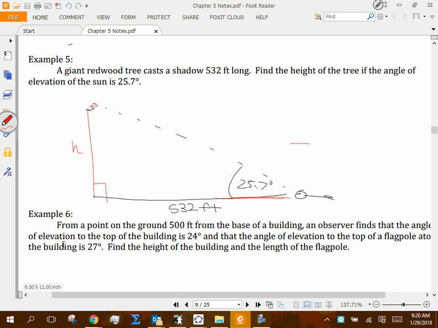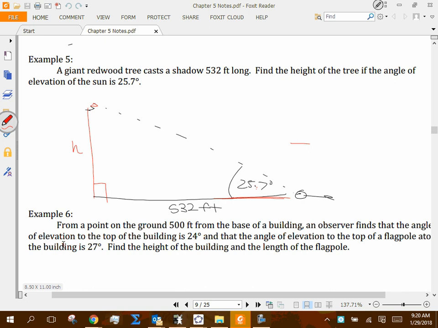Remember, our trig ratios are defined off of an angle, right? So you have to choose an angle first. Which angle do you want to deal with here? You have all three angles, don't you? You have the 90-degree angle, you have the 25.7-degree angle, and you have the other one up there at the top. You have to do a little bit of work to find it, so we can find it. You probably want to use the 25.7, right?